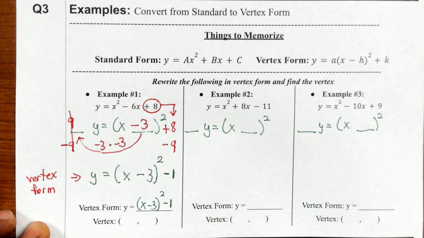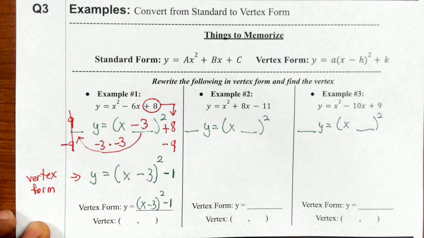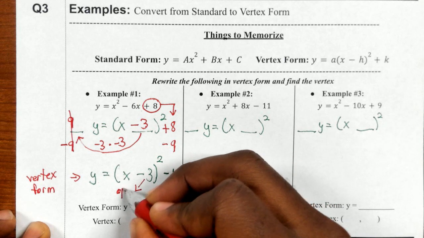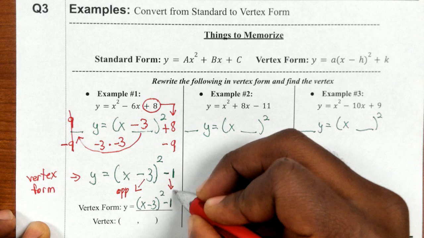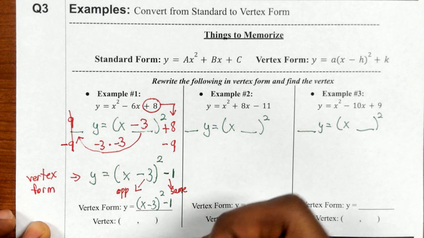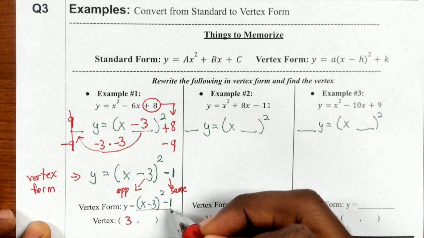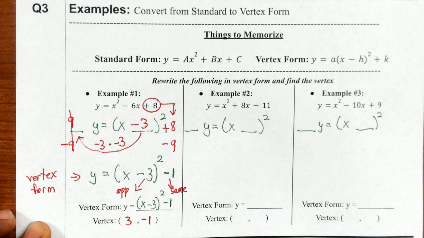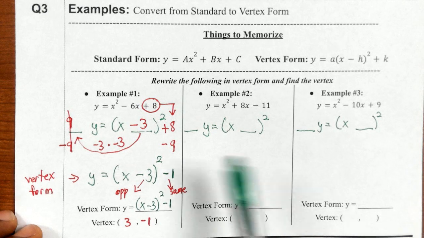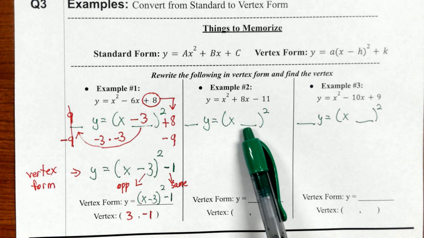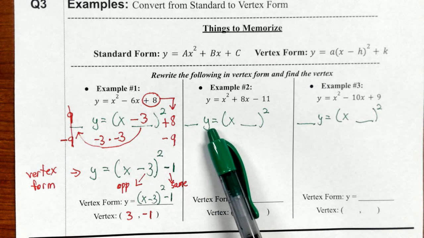Now we need to try to find the vertex. But it's very easy to find the vertex because you do the opposite of the inside number and then the same as the outside number. Alright? Opposite of a -3 is +3. Same as a -1 is -1. Alright? So let's try to do the next one. So again, the setup is always like this: y equal parentheses x, some number, parentheses squared, some number.